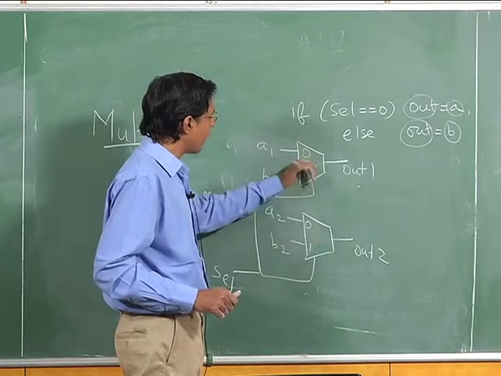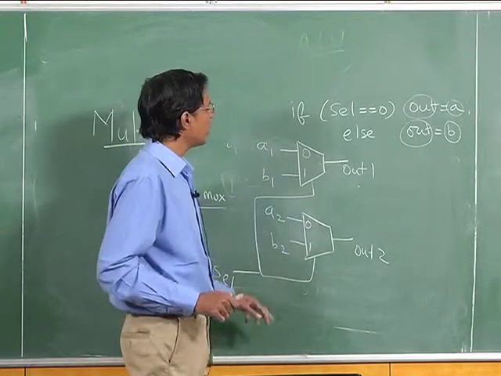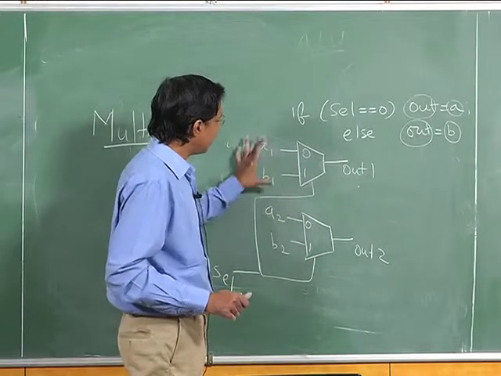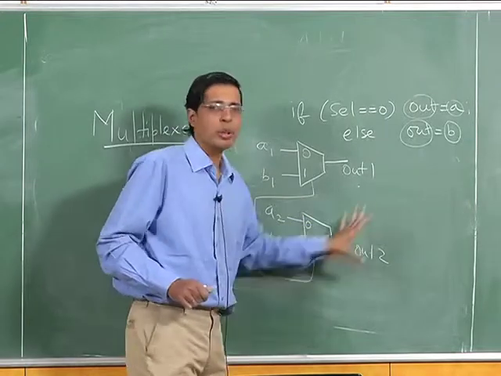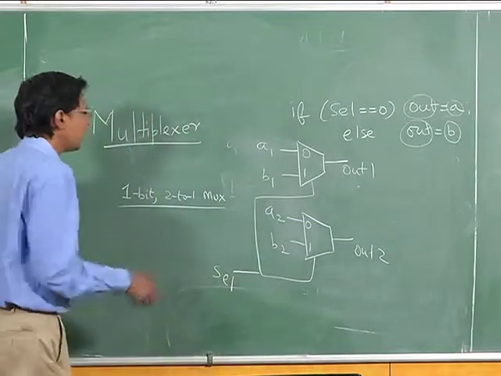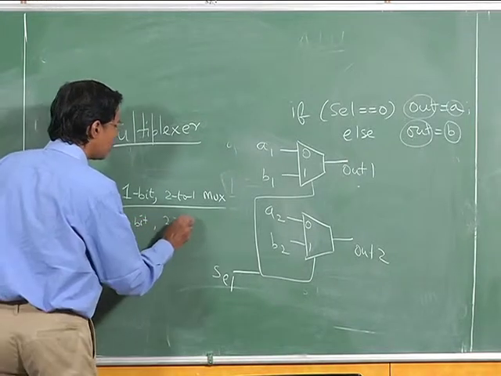I can put several such muxes together, and 2 such muxes I have put now to basically route A1 A2 to out 1 out 2 or B1 B2 to out 1 out 2. So, this is called a 2-bit 2 to 1 mux.